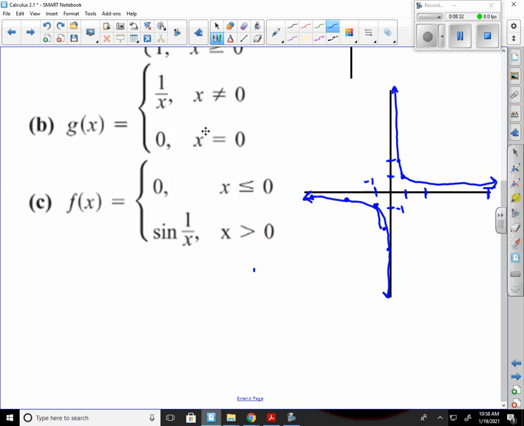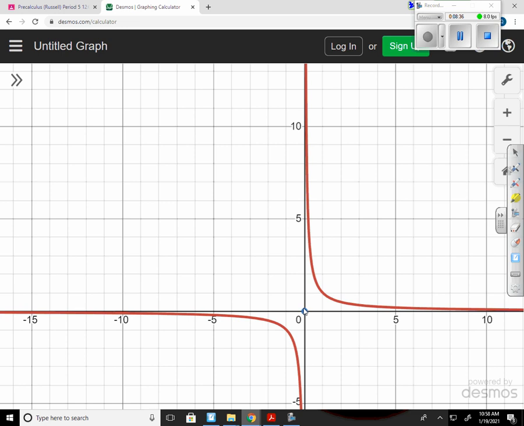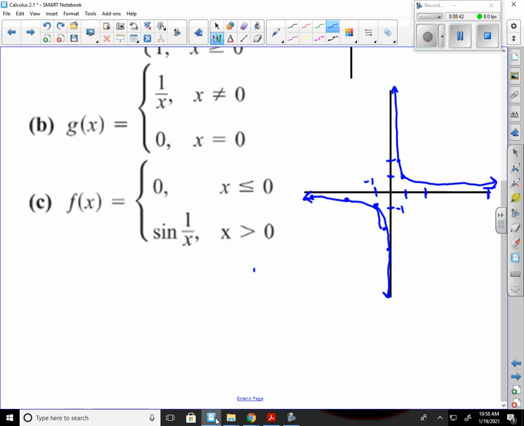And then where x equals 0, you also saw that this was 0. However, we don't have to worry about the exact point. Remember, we're looking as it approaches that point or gets closer to that point. That's what the limit is. So the limit as x approaches 0 of g of x DNE, does not exist.